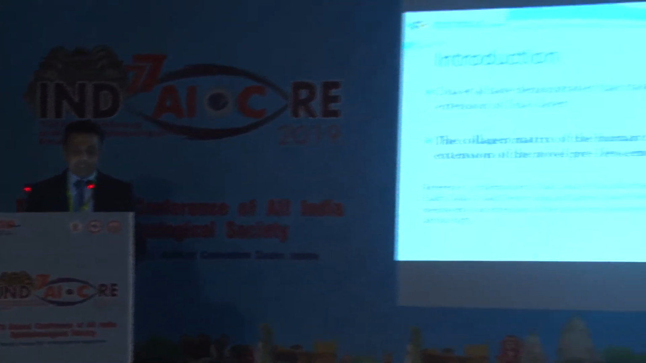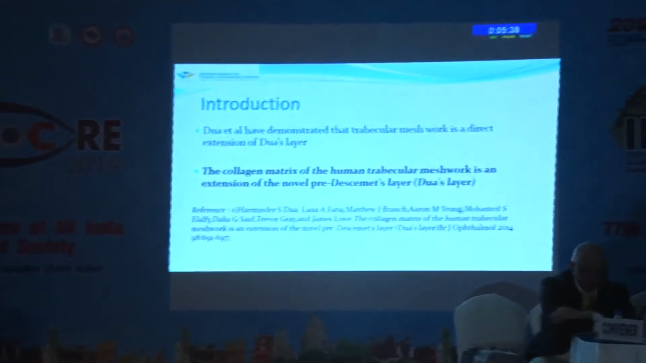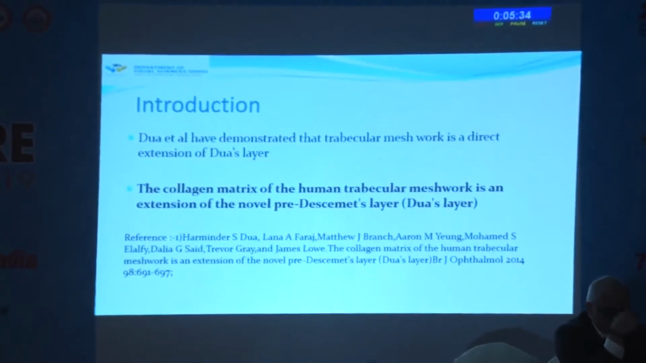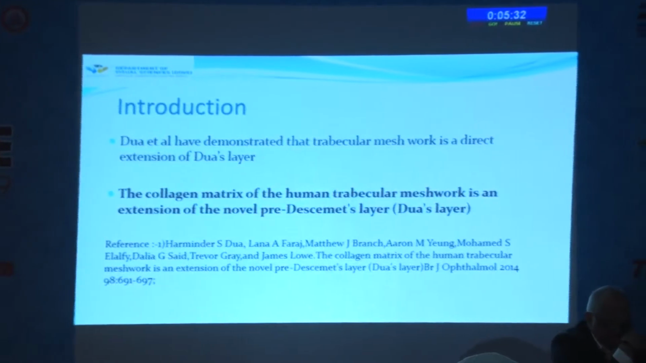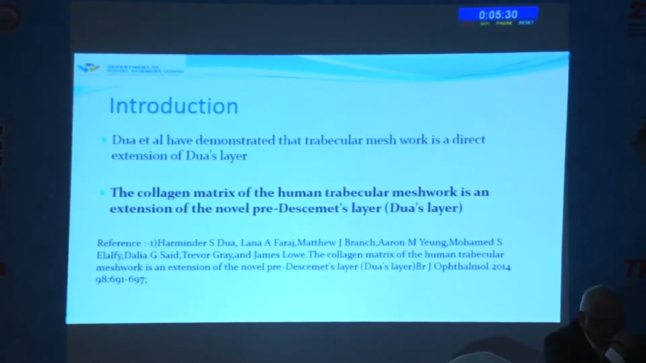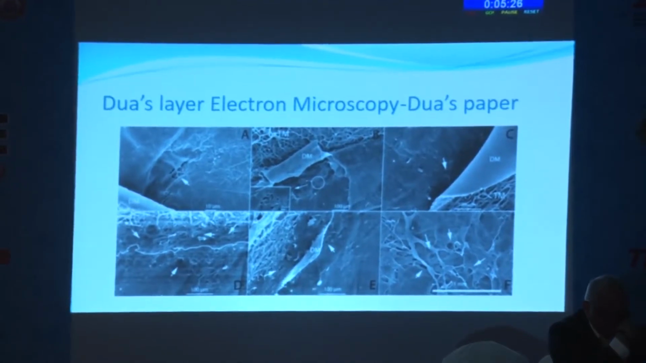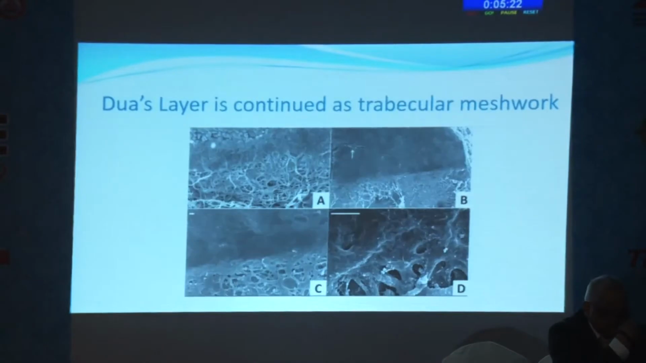Dua et al. have said that the collagen matrix of the human trabecular meshwork is a direct extension of the novel pre-Descemet's layer. This was the landmark paper of 2014, which was the basis of our study. These are the photos from their paper where they describe the Dua's layer as a distinct layer from the Descemet's membrane. And these are the pictures where it continues as the trabecular meshwork.